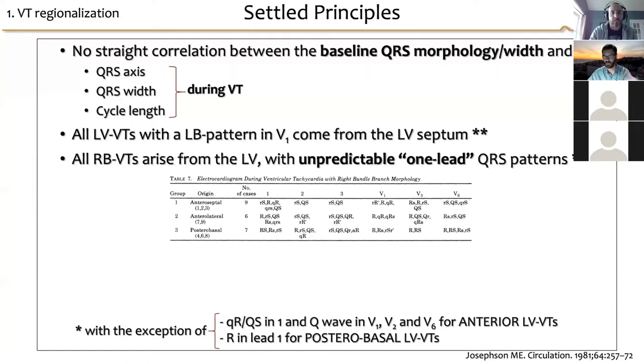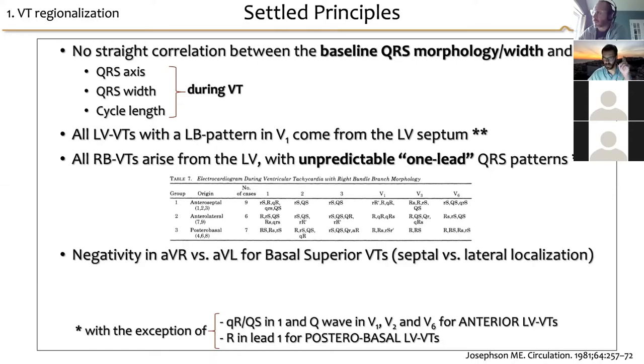If we recognize a QR pattern in lead one, in V1, in V2, and in V6, and we are in the setting of ischemic VT, the origin will be anterior. That's going to be for sure. And all VTs coming from the left ventricle with a pure R wave in lead one, so no S in lead one whatsoever, are uniformly coming from the posterior basal aspect of the left ventricle. This is only talking about left ventricular tachycardias.